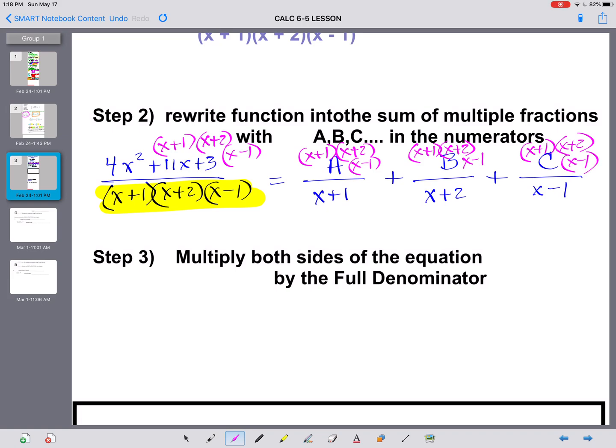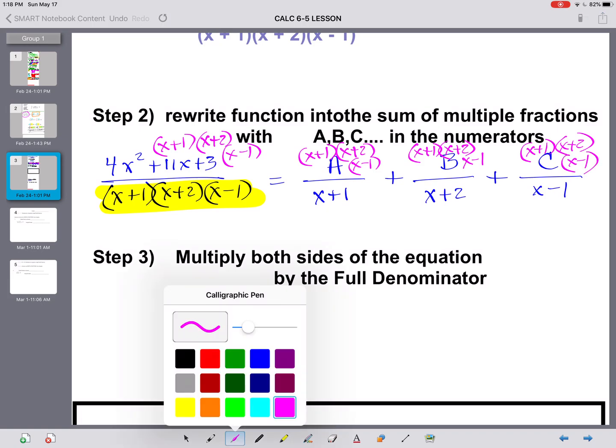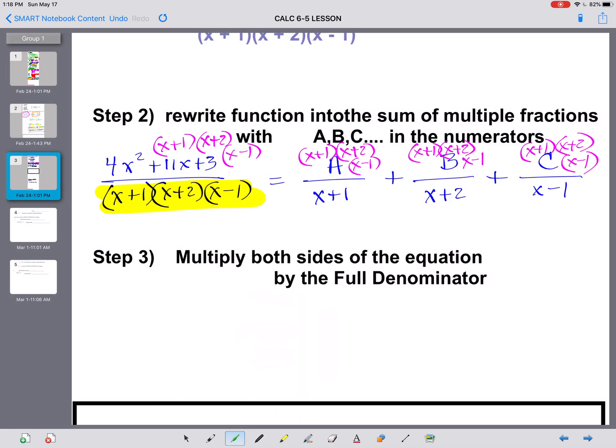Okay, now look what cancels. What crosses off top and bottom? Yeah, that's gone, that's gone, that's gone. All I have left on the left-hand side of the equal sign is 4x squared plus 11x plus 3.